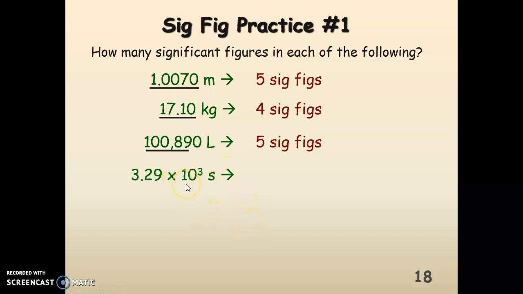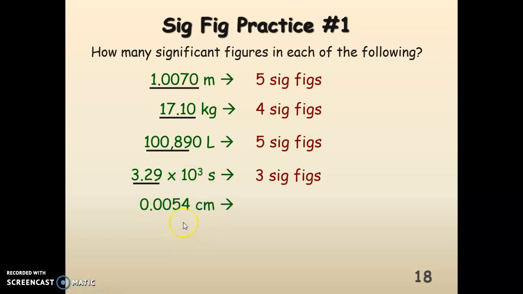Oh, what to do with this? All right, this is 3 significant figures. This is just a power of 10 out here. That would be similar to putting placeholder zeros in. So with scientific notation, look at the number in front of the scientific notation to determine how many significant figures it has. Disregard anything about the 10 there.